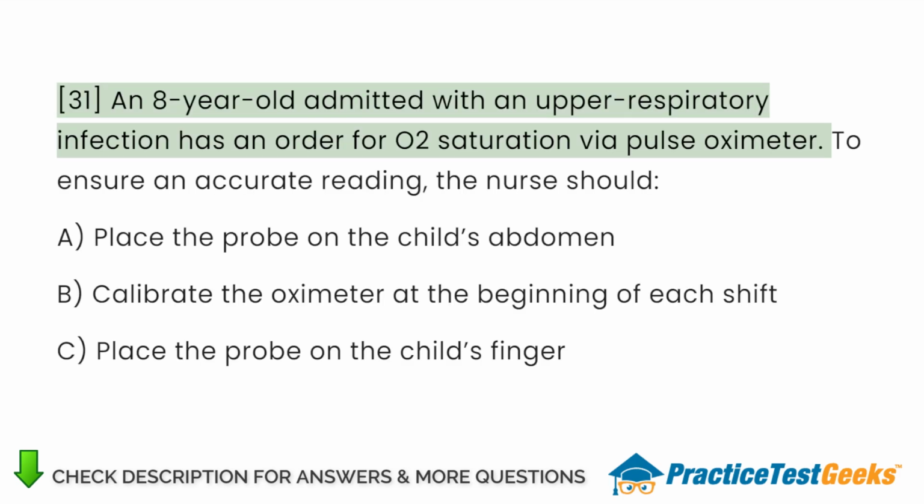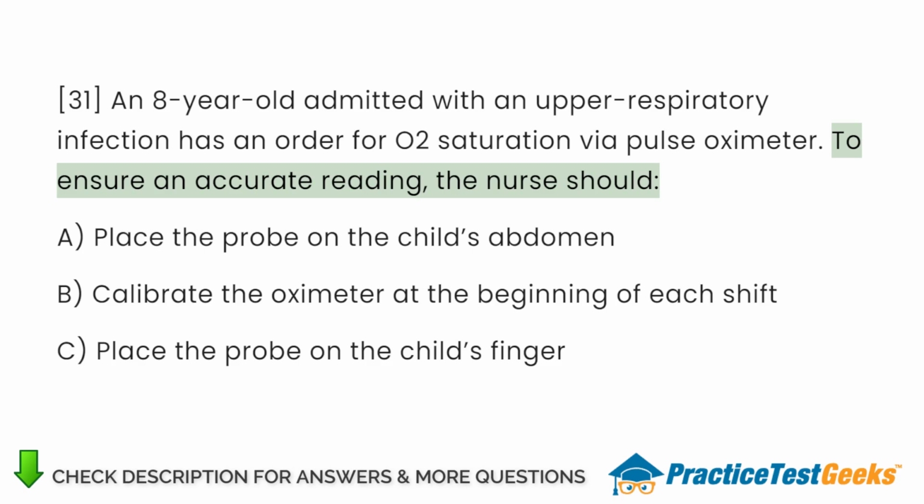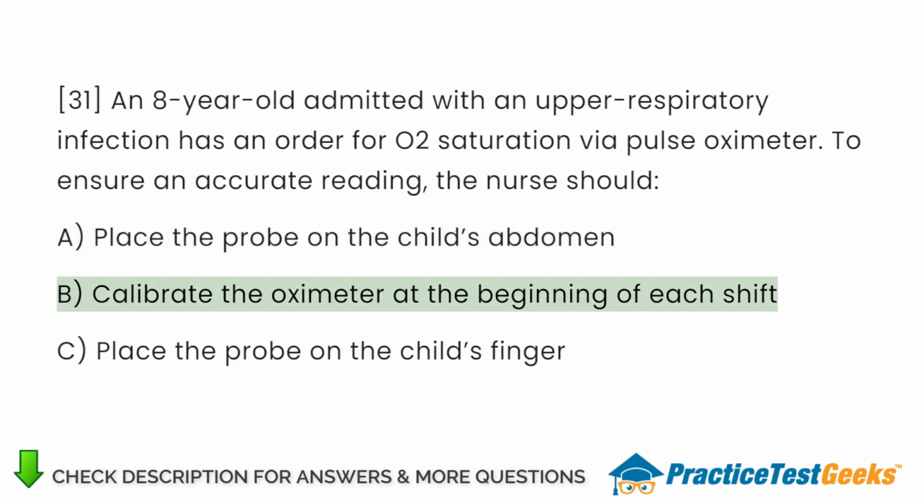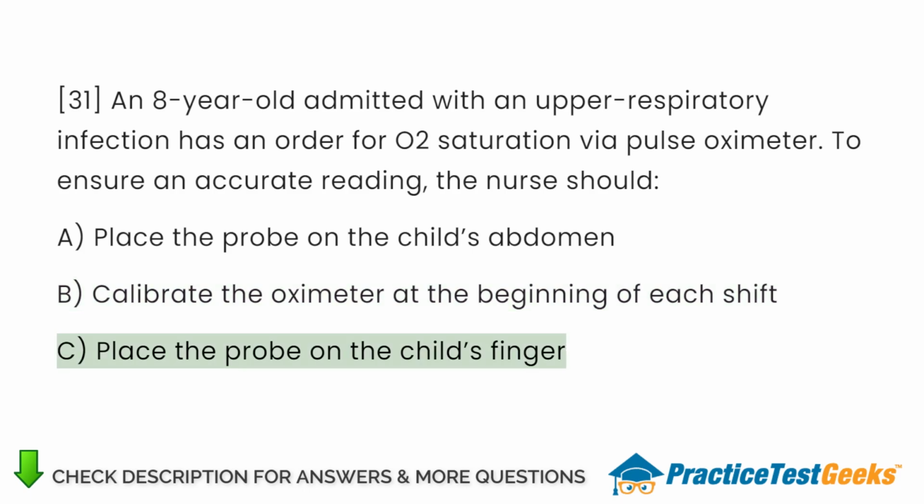An 8-year-old admitted with an upper respiratory infection has an order for O2 saturation via pulse oximeter. To ensure an accurate reading, the nurse should: A. Place the probe on the child's abdomen. B. Calibrate the oximeter at the beginning of each shift. C. Place the probe on the child's finger.